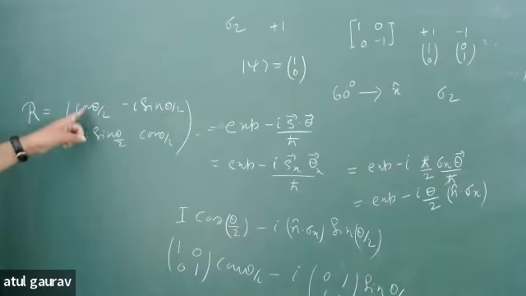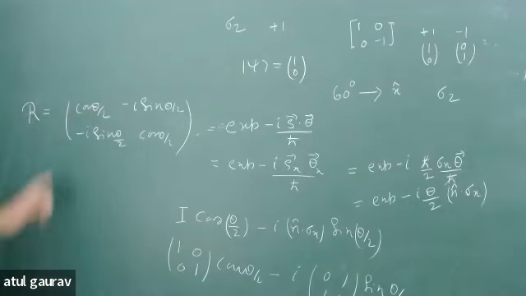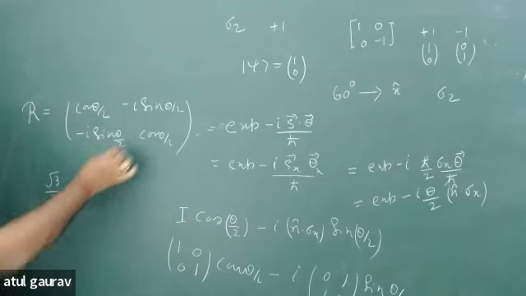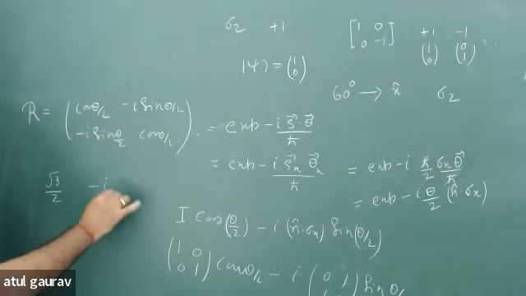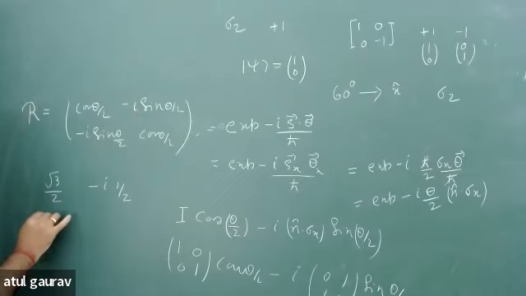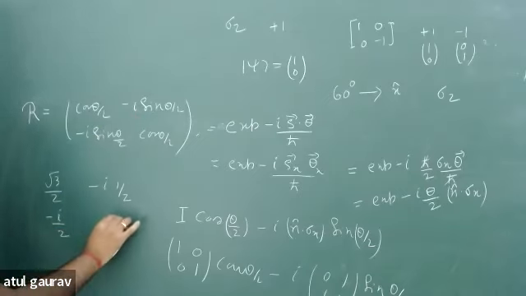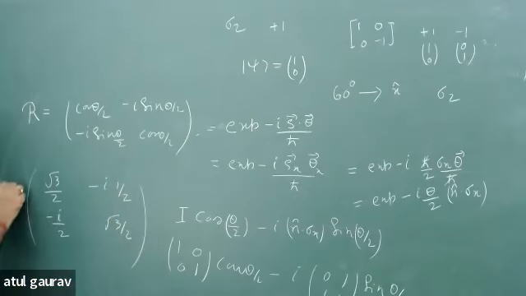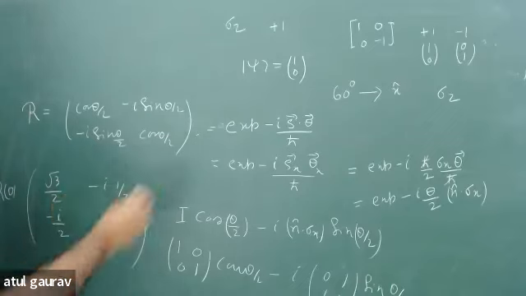And now you can put 60 degree. When you put it, what will it be? Cos, what will this be? Cos 30. What is cos 30? Root 3 by 2. Minus I, what is sin 30? Half. This will be minus I by 2. This will be root 3 by 2. So this is your rotational matrix. Now on what are you applying this rotational matrix?